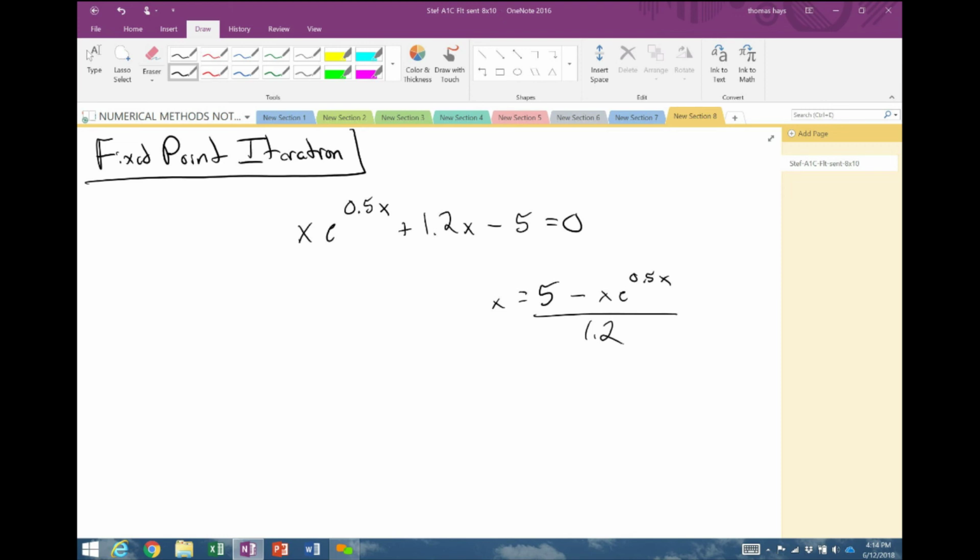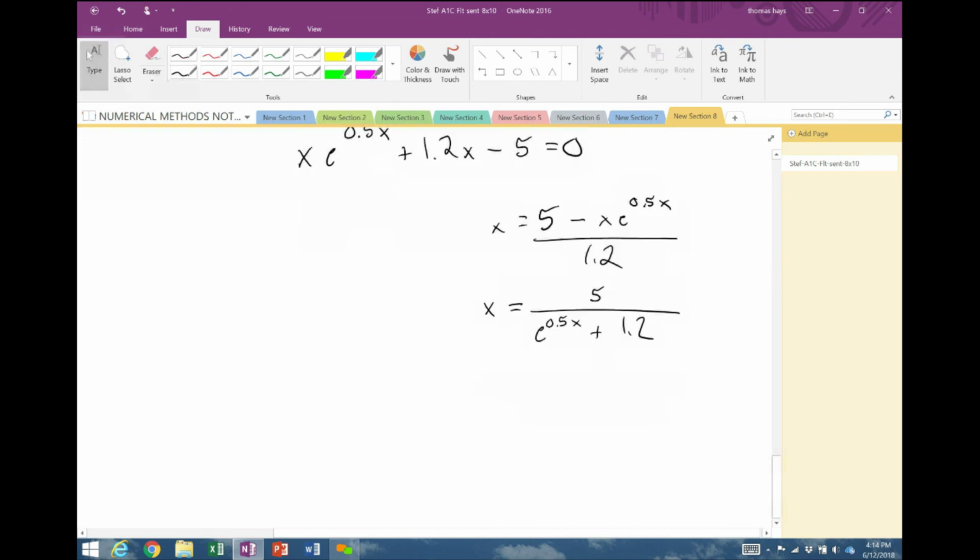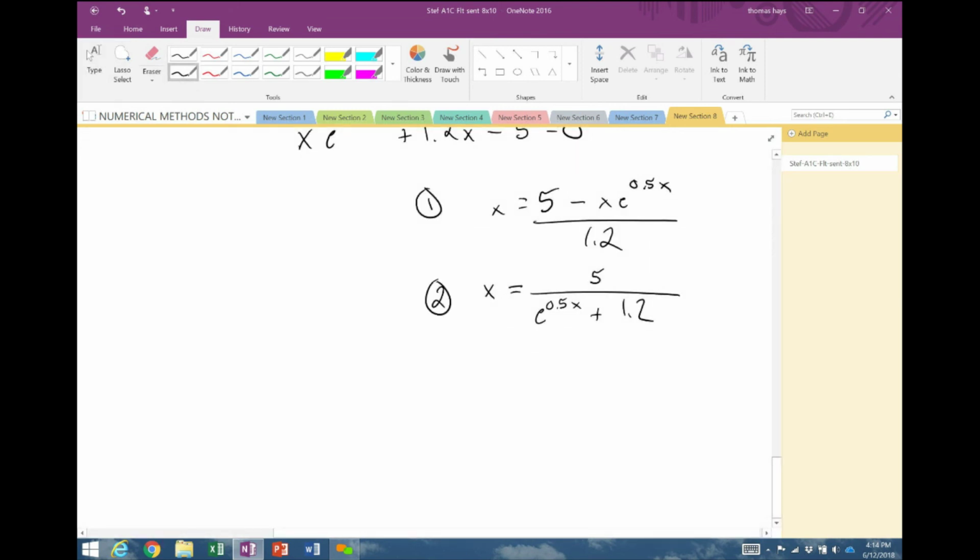You have options though. There are 3 different x values on the left-hand side, and you can actually put it in 3 different forms. The second form could be written equivalently as 5 divided by e to the 0.5x plus 1.2, and the third option could be written as 5 minus 1.2x divided by e to the 0.5x.